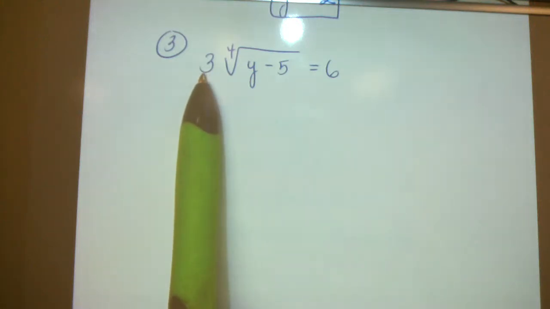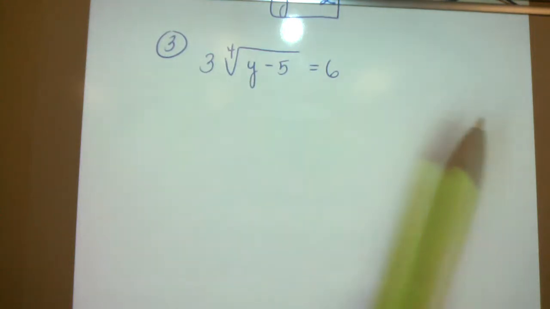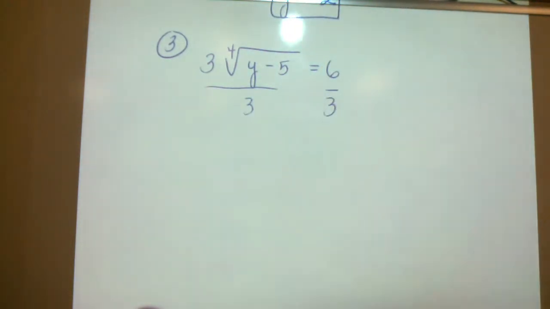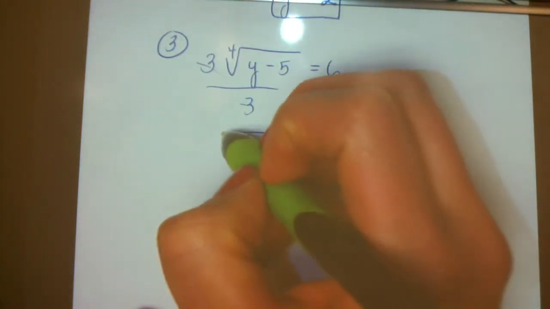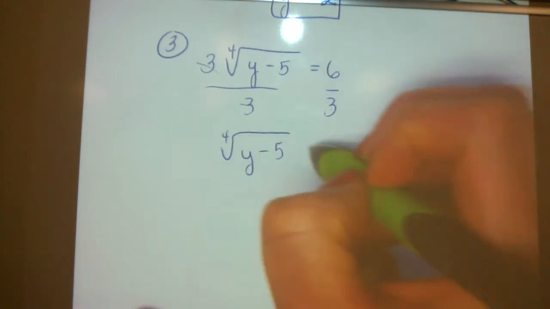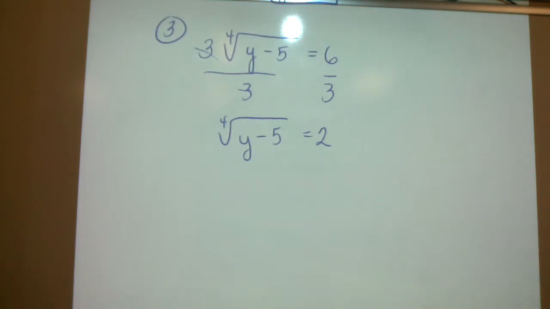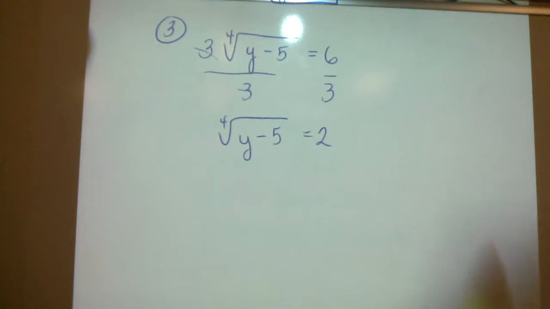So I need to do the opposite of what's happening between the 3 and the fourth root of y minus 5. This is 3 times the fourth root of y minus 5. That means I'm going to divide. Whatever I do on one side, I'm going to do on the other. That cancels. I'm left with the fourth root of y minus 5 is equal to 2. Now I've got the fourth root. I've got to get rid of it.